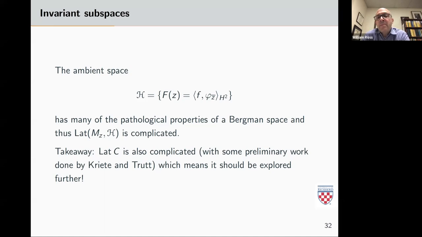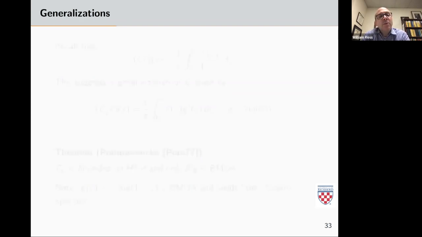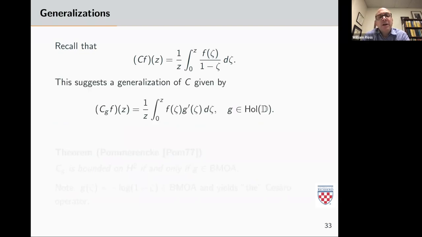This mu is not a magic mu. You can actually write down a formula for it. Worth exploring more. And I'll end with some generalizations of the Cesàro operator. These are mentioned in Daniel Girela's talk.